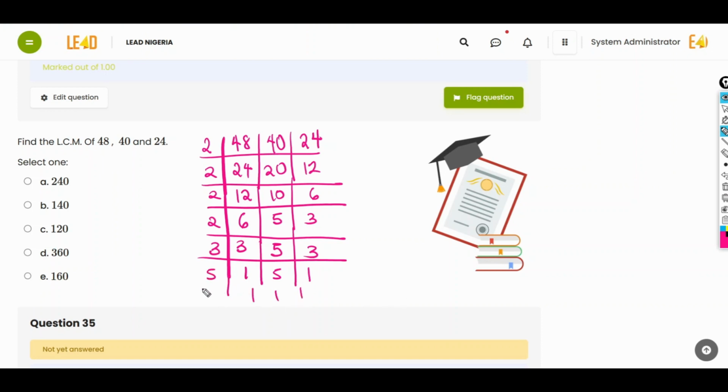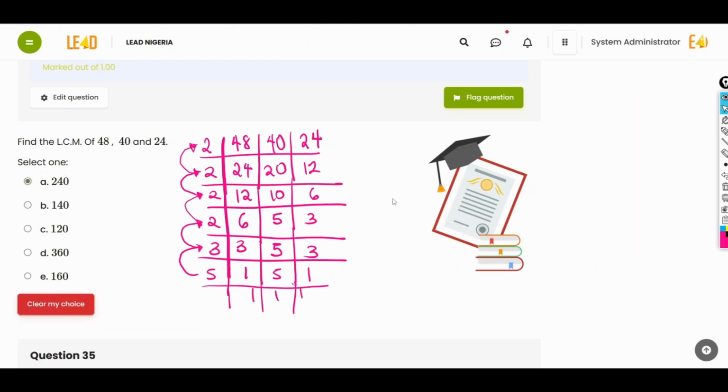Okay, so for this one, I'll multiply from down up, because the number might be big. 5 times 3 is 15, times 2 is 30, times 2 is 60, times 2 is 120, times 2 is 240. All right, so 240 is correct. That's option A. When I notice the numbers are big, it's easier for me to multiply from the bottom and work my way up.